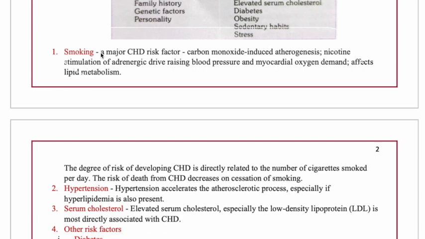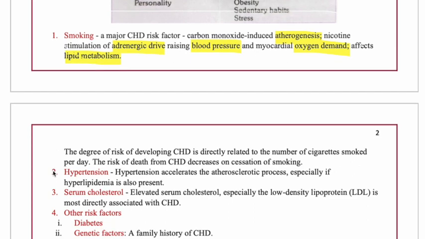Smoking is a major CHD risk factor. Due to smoking, there will be carbon monoxide induced atherogenesis and nicotine stimulation of adrenergic drive, which raises the blood pressure and myocardial oxygen demand, and it also affects the lipid metabolism. So there will be atherogenesis and adrenergic drive, raising the blood pressure and oxygen demand of the person. It also affects the lipid metabolism.